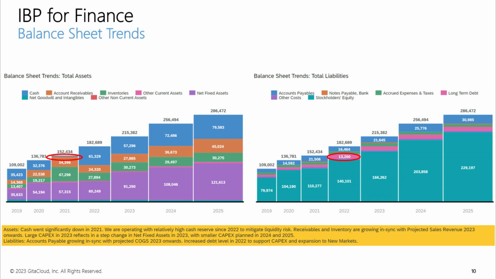See liabilities on the right side. Accounts payable are growing in sync with projected COGS 2023 onwards, this is also under control. We took on additional debt in 2022 to support our production capacity expansion. This debt will also help scale our sales organization to support our go-to-market strategy. We plan to enter new markets, which is the driver for higher unit sales assumption 2023 onwards.